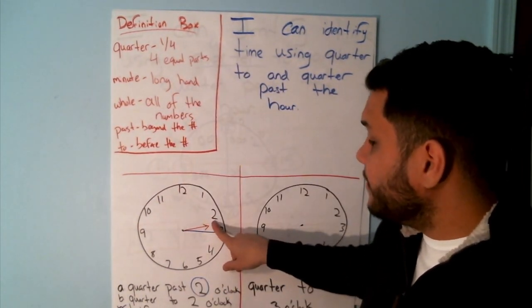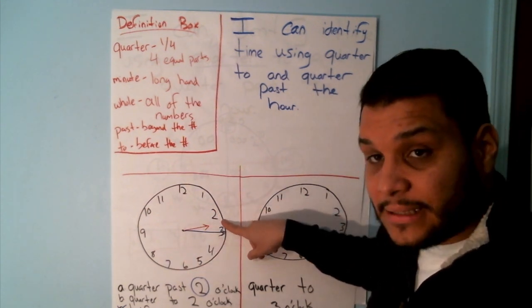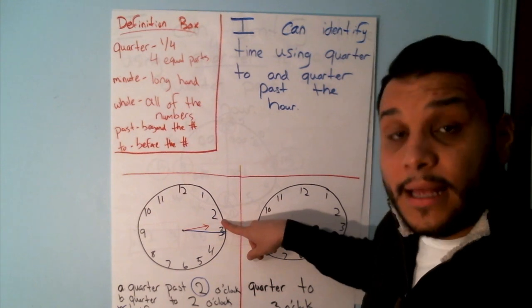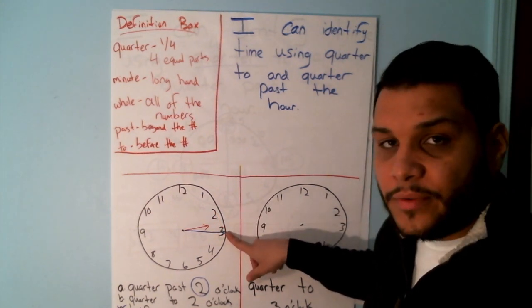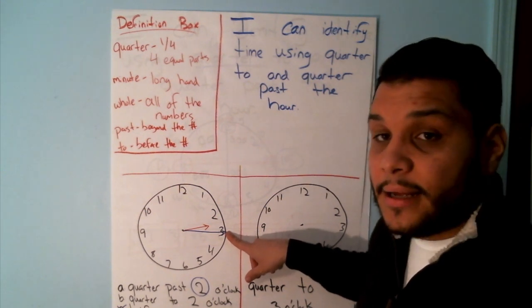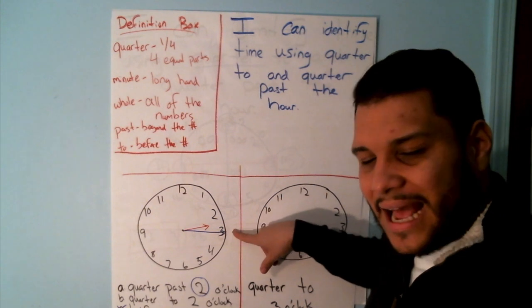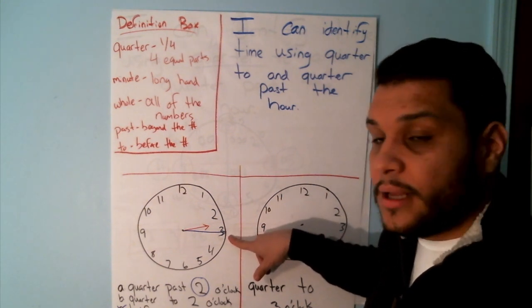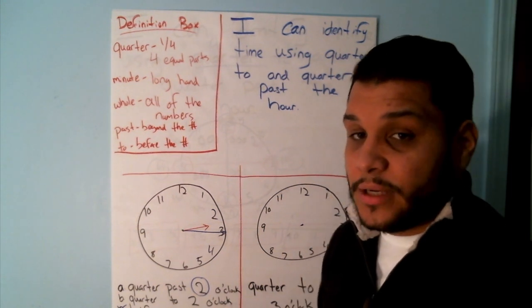So I'm going to look at the number 2 and check my hour hand. Is my hour hand past the number 2? Yes, it is past the number 2. Is it past the number 3 yet? No, it is not. So because it passed the number 2, but is just not quite at the number 3, we know that we are in the hour of 2 o'clock. So far, this looks pretty good.